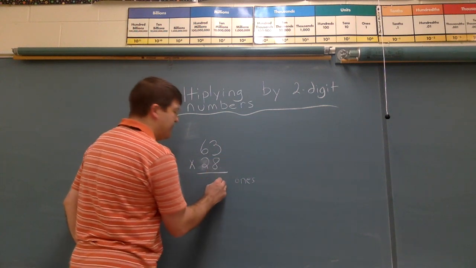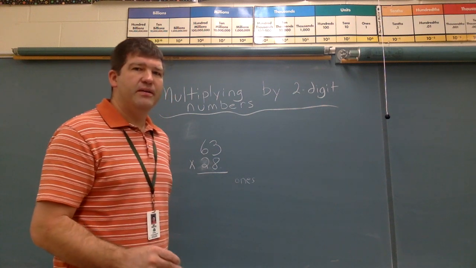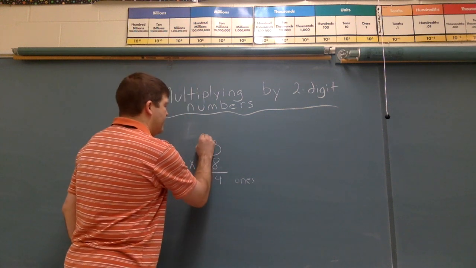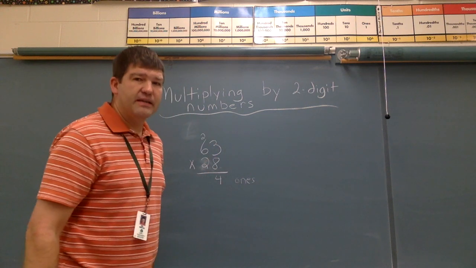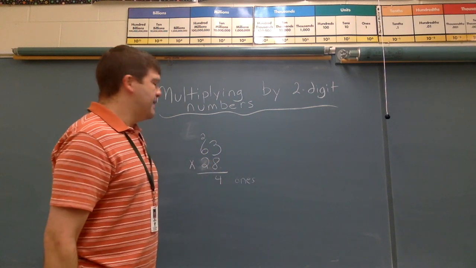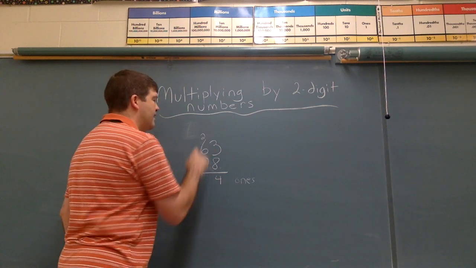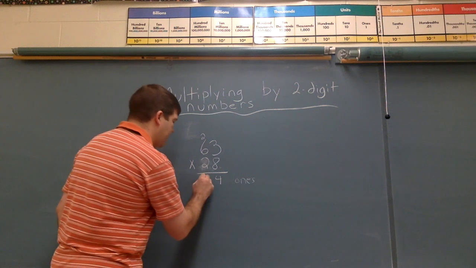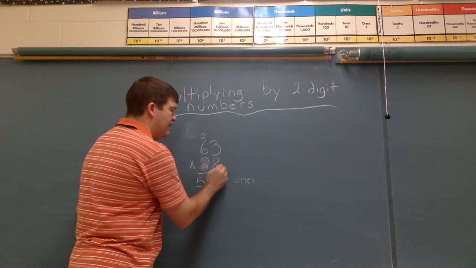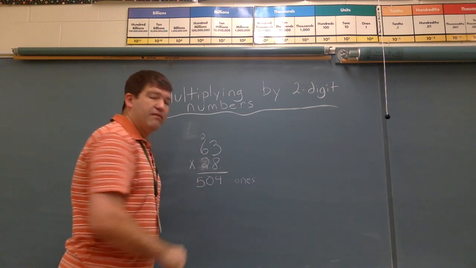8 times 3 is 24. Again, if you don't know your small facts, you need to learn them. That's so important. 24, so you put your 4 here, and the 2 goes like that. And then you go to the next area, 8 times 6. 8 times 6 is 48, and add 2, it's 50. Put that there. So my 8, which is my ones, times 63 is 504.